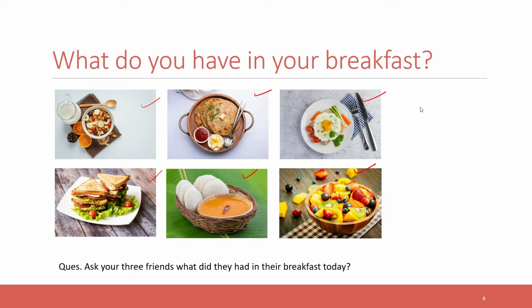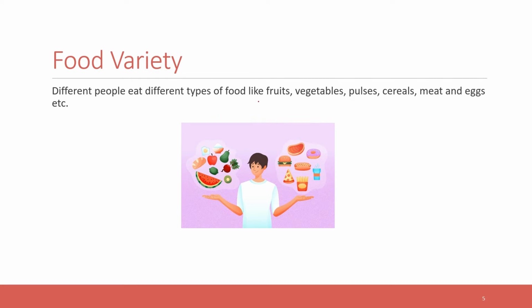Hardly one or two of you had a similar breakfast. So, do you realize you all had different breakfasts? We can say that there's an unlimited variety of food. We all eat different food items daily, whether it's lunch, dinner, or breakfast. We don't eat the same thing daily, right? Different food variety includes fruits, vegetables, pulses, cereals, meat, eggs, and lots of other things. The different types of food items which we eat are called food variety.